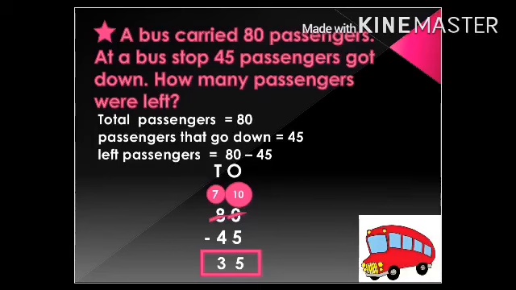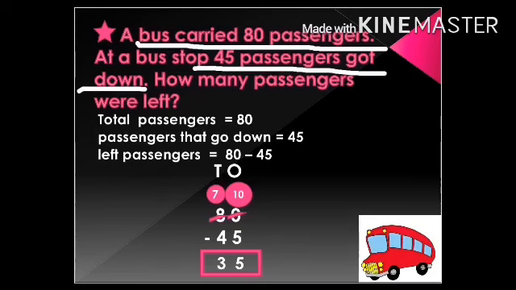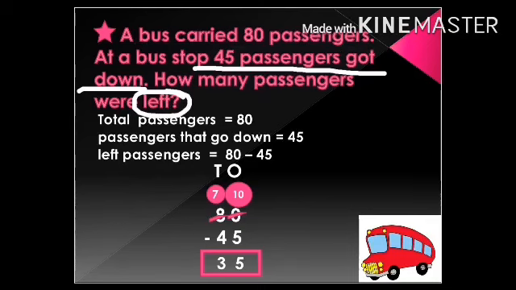So let's do it. In the first line, underline bus carried 80 passengers. In the second line, underline 45 passengers got down. In the third line, circle the word left. It means we have to find left passengers. Kids, what will we do to find the left passengers? Yes, we have to do subtraction.